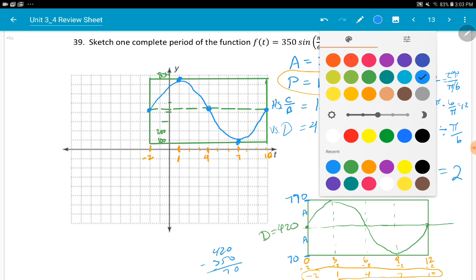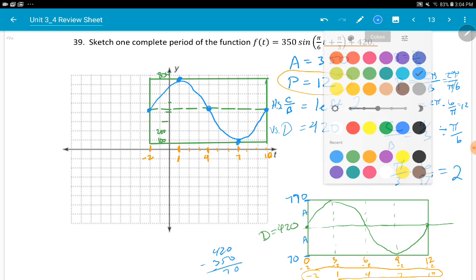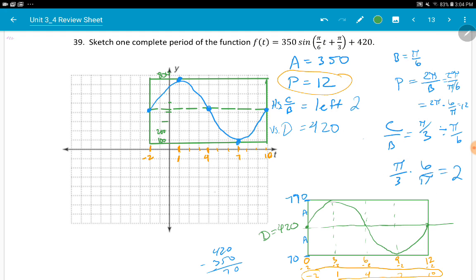And I think maybe I'll label, just to be clear, since it doesn't land right on the grid, I'm going to label maybe this point. That is -2, 420. I'll go ahead and do this point too. That is at 1, and the maximum is 770. And this point over here is at 7, and it's a minimum of 70.